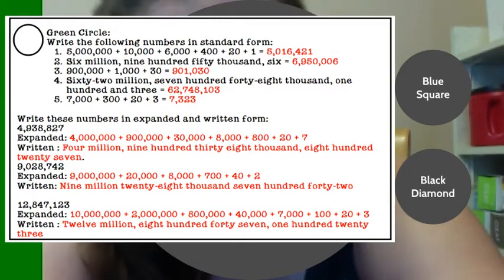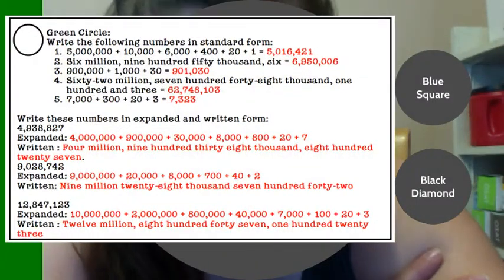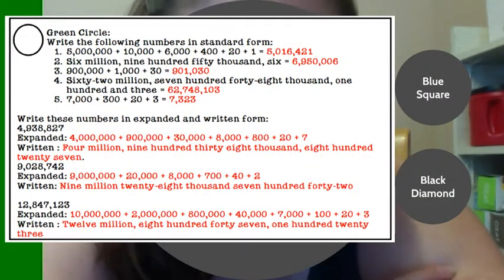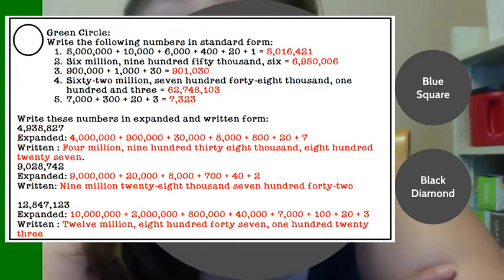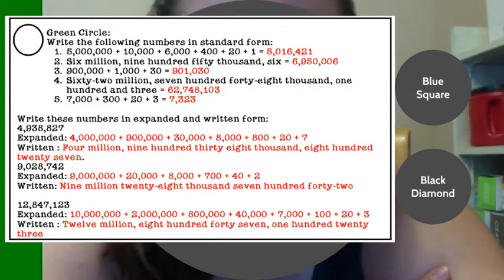So 4 million plus 900,000 plus 30,000 plus 8,000 plus 800 plus 20 plus 7. This could also be 4 times 10 to the 6th power plus 9 times 10 to the 5th power plus 3 times 10 to the 4th power plus 8 times 10 to the 3rd power plus 8 times 10 to the 2nd power plus 2 times 10 to the 1st power plus 7. And the written form is 4,938,827. Our next one expanded is 9 million plus 20,000 plus 8,000 plus 700 plus 40 plus 2.